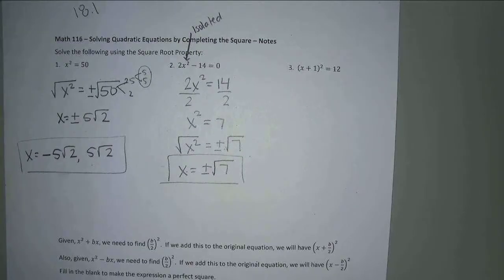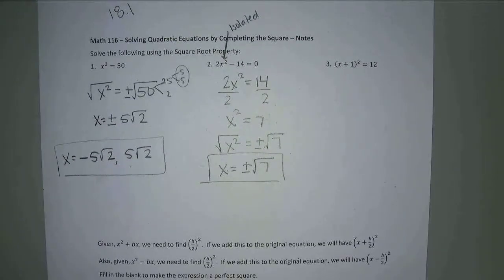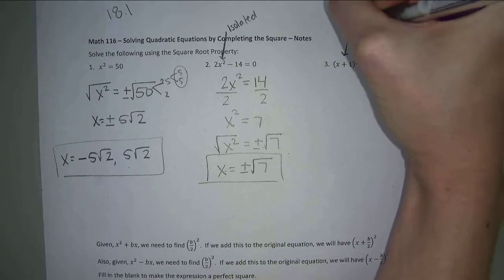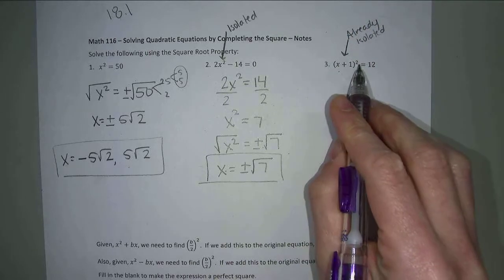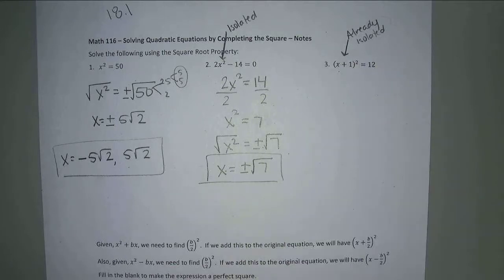All right, number 3, believe it or not, is exactly like number 1. Don't we have something squared equal to a constant? We do. It's not a simple x, but it's a quantity x plus 1 squared. So since this is already isolated, some people might say, well, there's a 1 there. Yeah, but the 1's part of the square. The square is already isolated, okay?